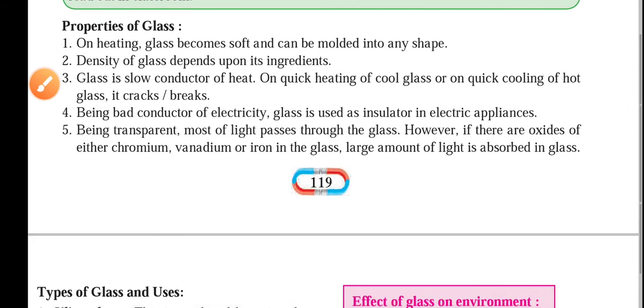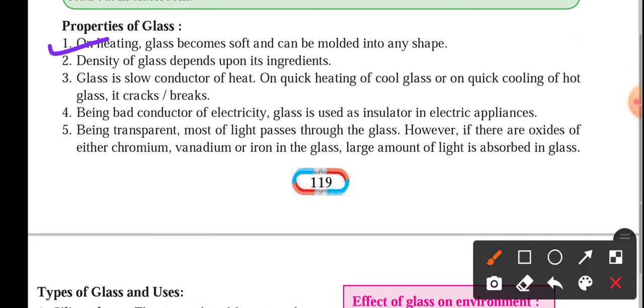Properties of glass: on heating, glass becomes soft and can be molded into any shape. The density of glass depends upon its ingredients. Glass is a slow conductor of heat. On quick heating or quick cooling, glass cracks and breaks.